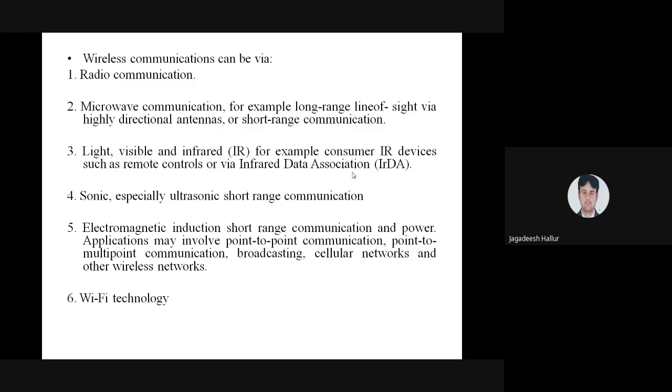And one more is microwave communication. For example, long range line of sight. What is line of sight? The line of sight between the satellite and the earth station. Only if the line of sight between the satellite and earth station is clear can you watch a particular live broadcast. If you want to watch anything live while sitting at home, a clear line of sight between the satellite and the earth station is required.